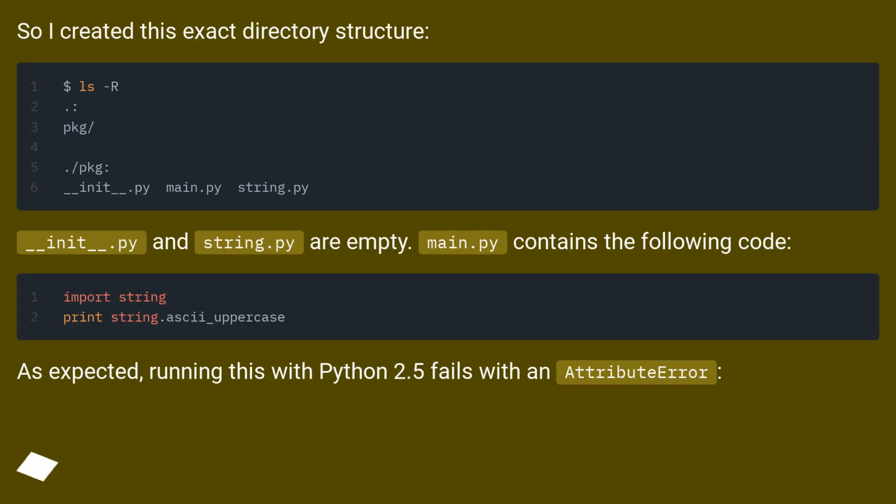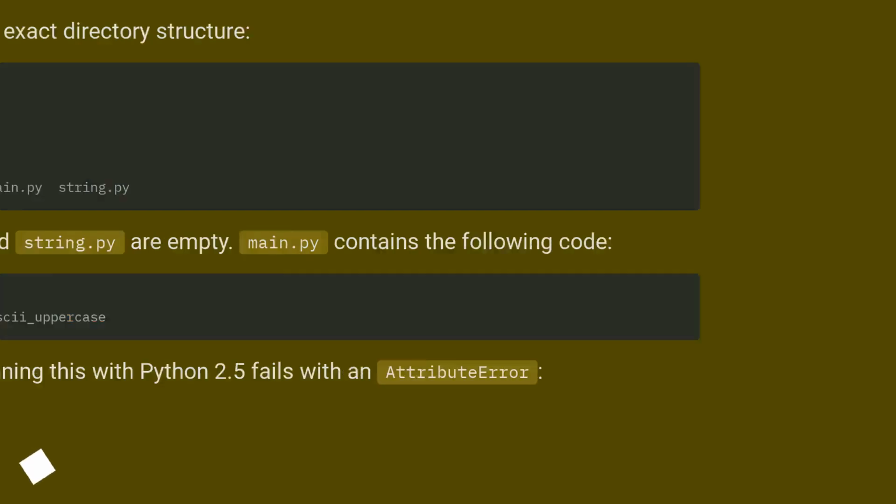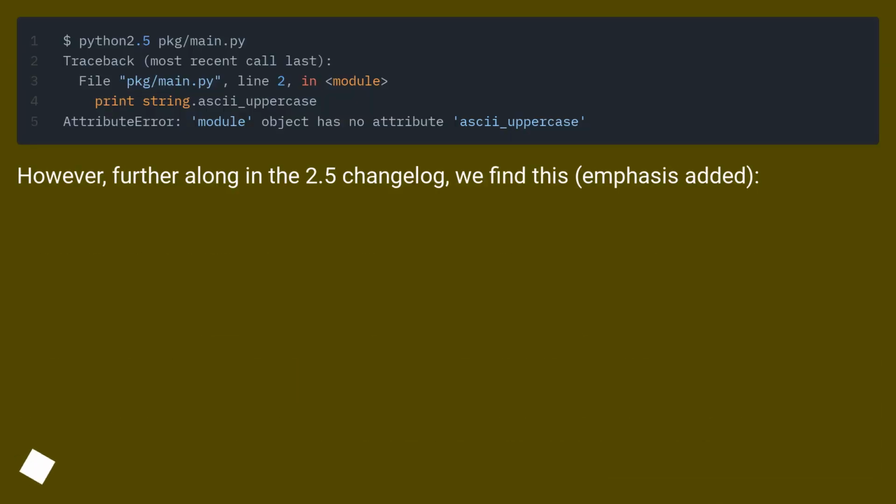So I created this exact directory structure. __init__.py and string.py are empty. Main.py contains the following code. As expected, running this with Python 2.5 fails with an attribute error. However, further along in the 2.5 changelog, we find this, emphasis added.